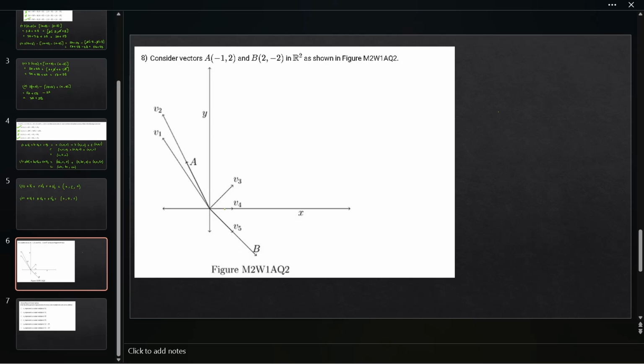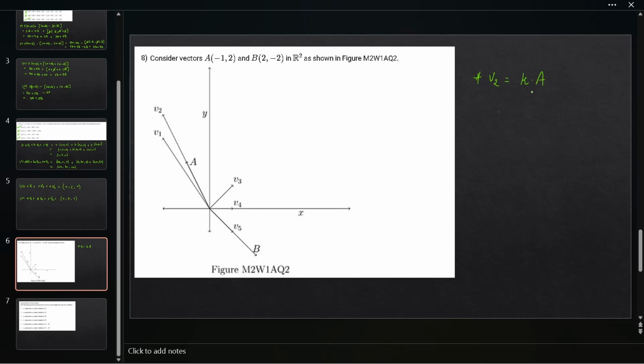One thing we can observe is that V2 is in the direction of A, whereas V5 is in the direction of B. When we know that two vectors are in the direction of each other, we can say that V2 could be written as the scalar multiplication of A with some constant. Why? Because whenever you do scalar multiplication, you just change the magnitude of the vector.